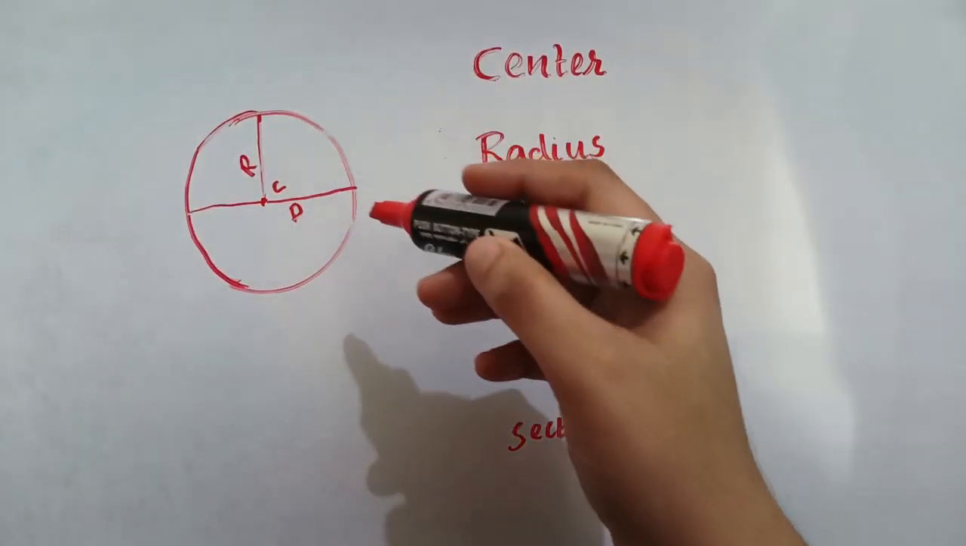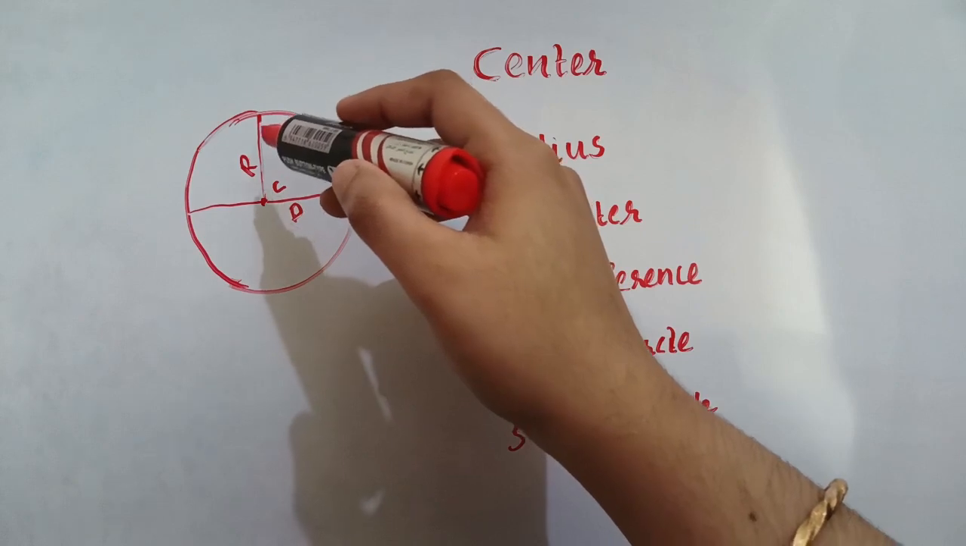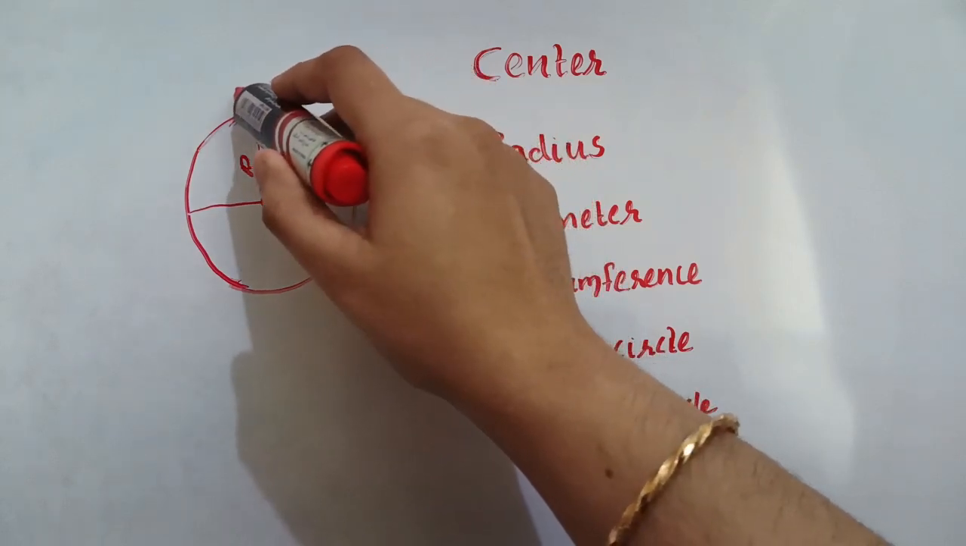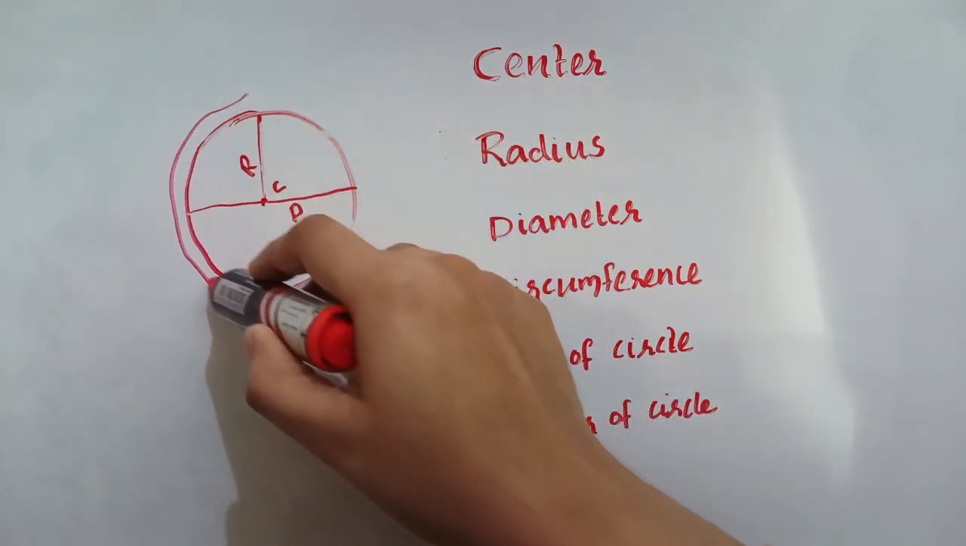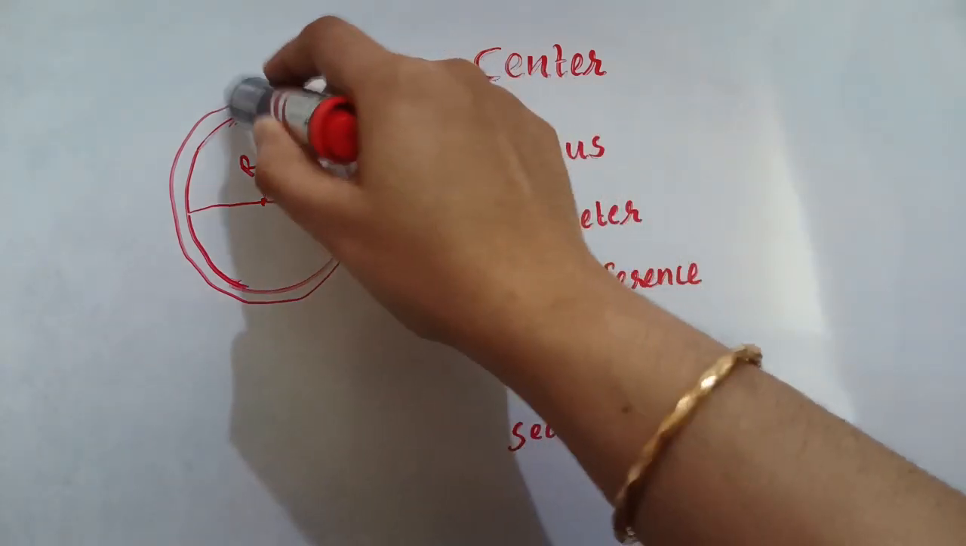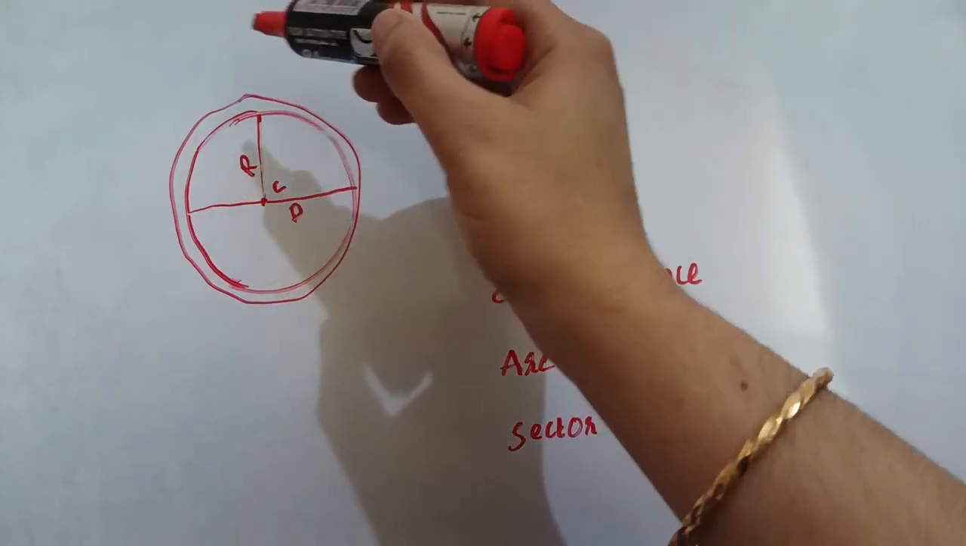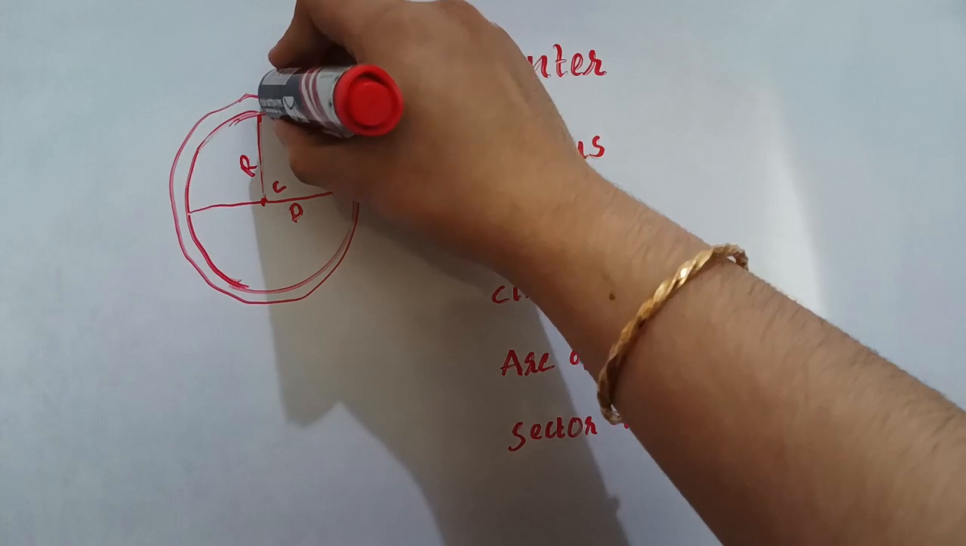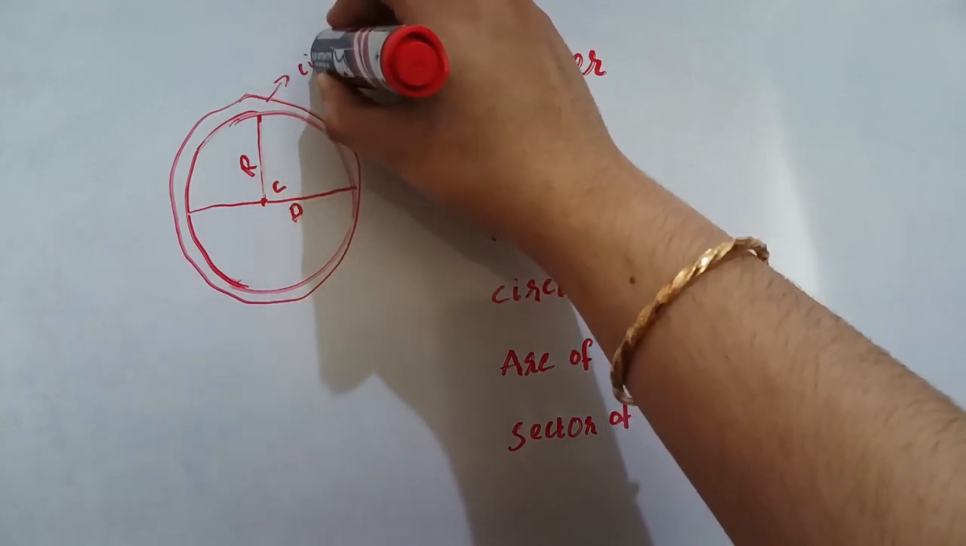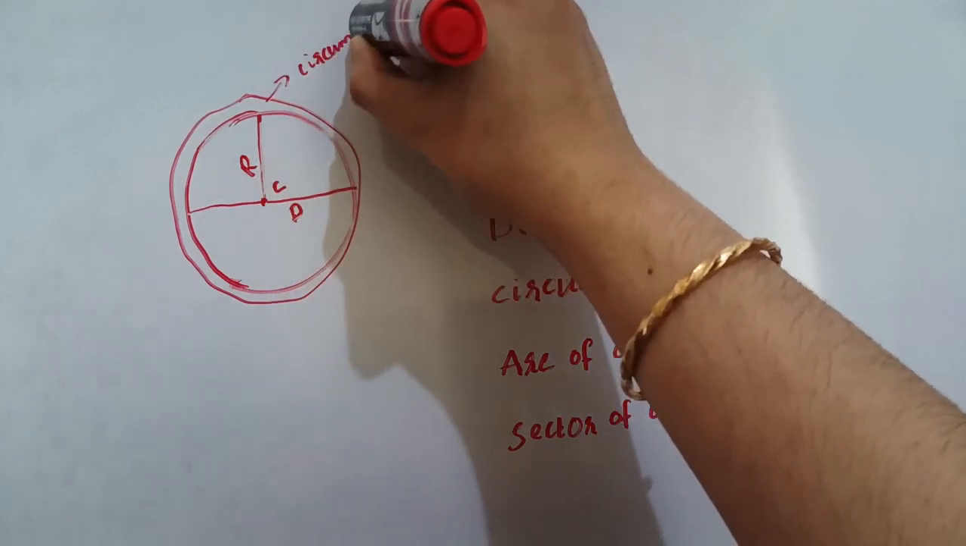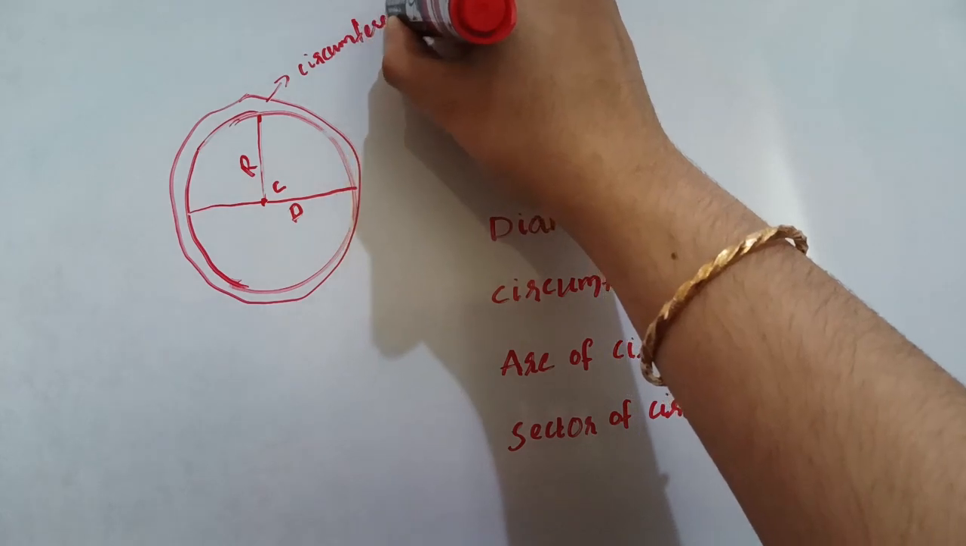Next, circumference. Circumference is the measure of outside boundary of the circle. This measurement is called circumference.